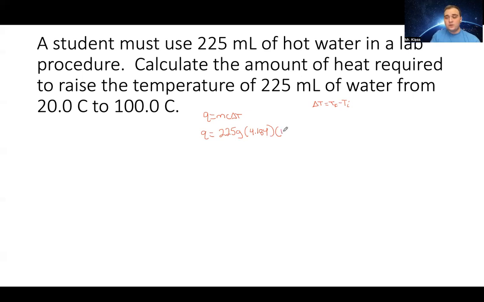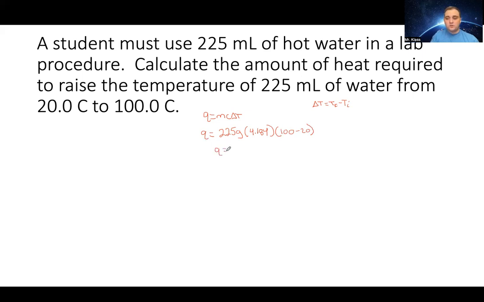Now, in this case, we're going to do 100 minus 20. Now, don't forget about units. Units are very important, but I'm not including them here so that we don't crowd up the screen too much. Okay, so now we have all variables in there, and we know 100 minus 20. I'm hoping we know this. 80. So now I'm just going to multiply across.